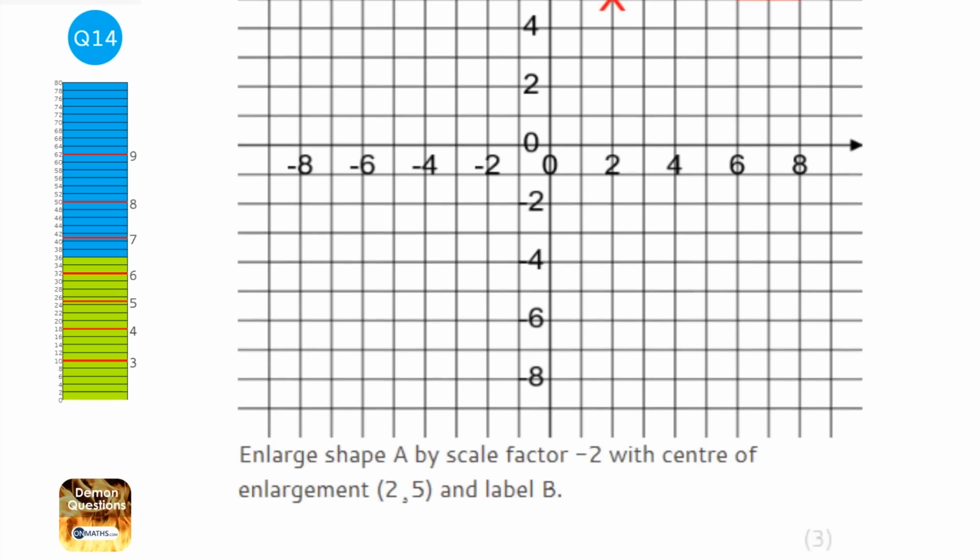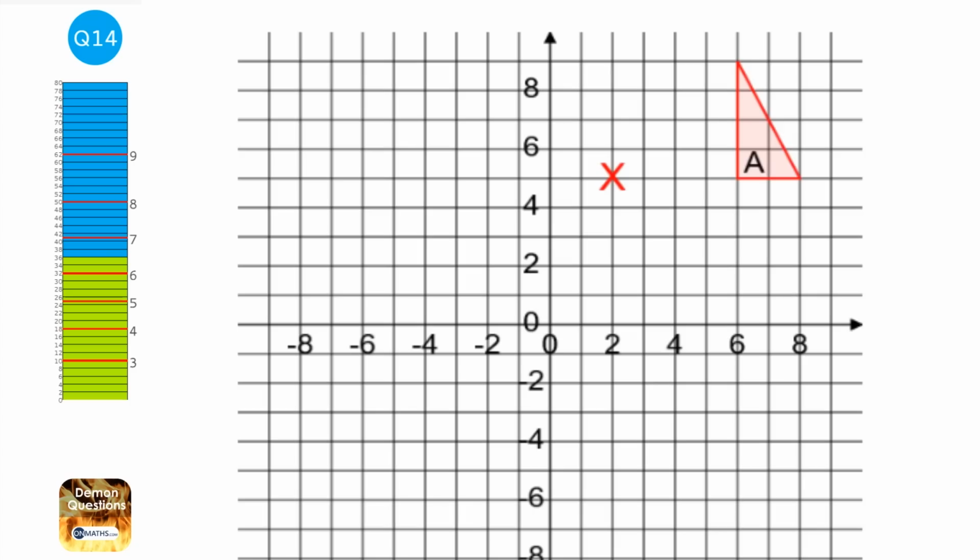Okay, so in this question we're asked to enlarge shape A by scale factor -2 with the centre of enlargement (2, 5). So normally we'd first of all put the centre of enlargement on, but it's already done for us. So what I need to do now is draw my ray lines, but because it's negative we know they're going to go through the centre of enlargement.